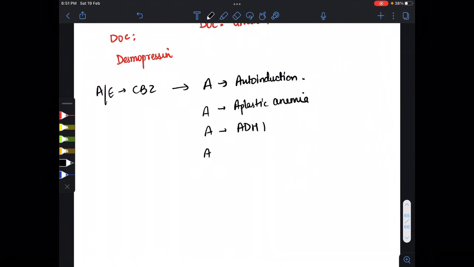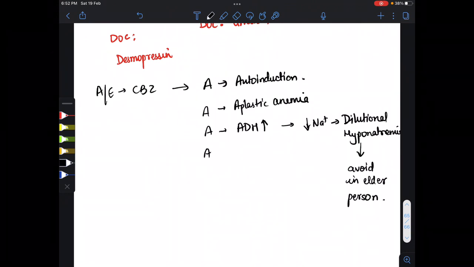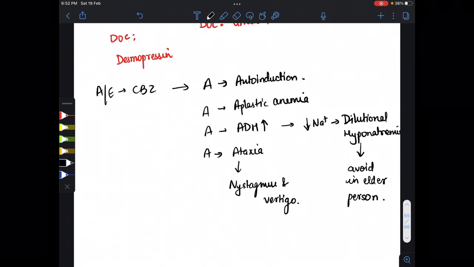It also increases antidiuretic hormone release from the posterior pituitary, so it retains water. So there is dilutional hyponatremia, and we have to avoid this drug in elderly people. Because it decreases the sodium level, it causes dilutional hyponatremia. That's why in focal seizure in elderly persons, we don't give carbamazepine. I will tell you which drug we will give. Ataxia is also caused, and here ataxia stands for nystagmus and vertigo. It causes the adverse effects nystagmus and vertigo.